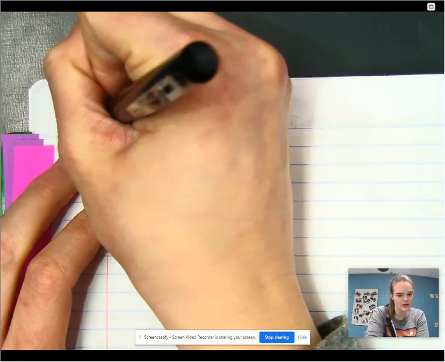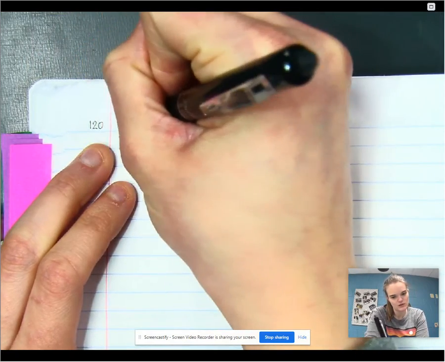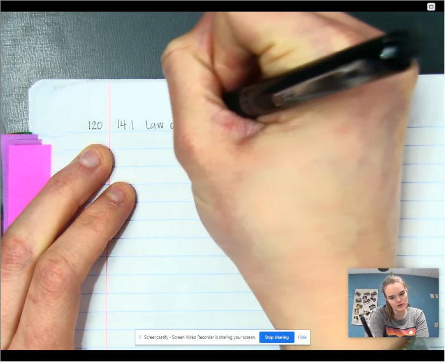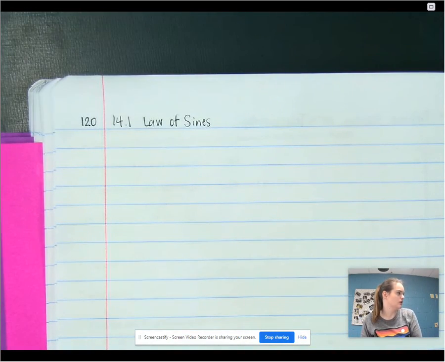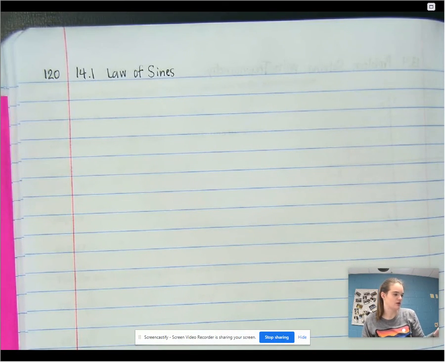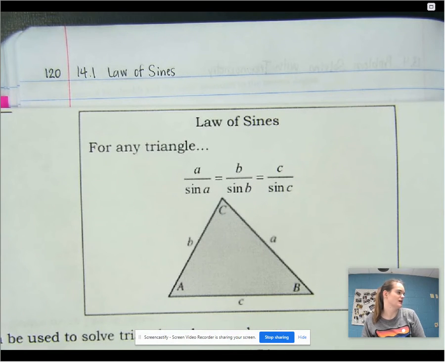We're going to label that 14.1 law of sines. And then we're going to get started on the foldable that is attached to this video. So go ahead and grab that, and we're going to start talking about that. This one, fold it so that you've got the law of sines shown, and let's go ahead and get started on that one.